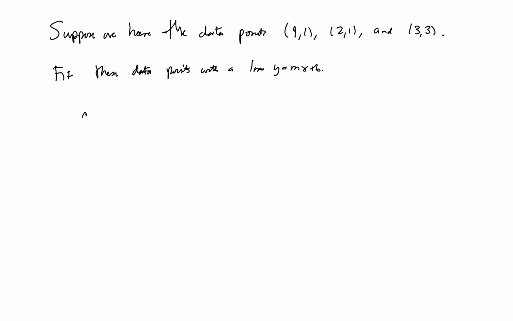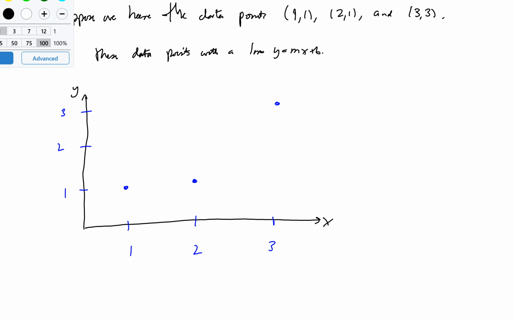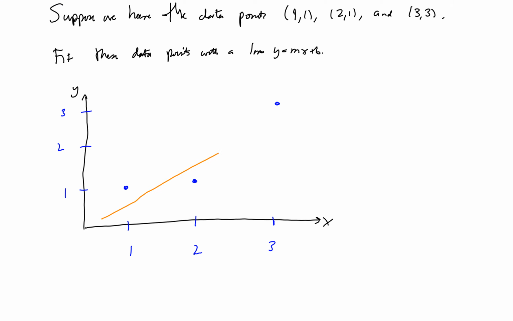So let's draw a picture of what's going on here. The first data point is here, 1, 1, and then I've got 2, 1 here, and then I've got 3, 3 up here. So what I want is some line that's going to go as close as possible to this. This is my y equals mx plus b.